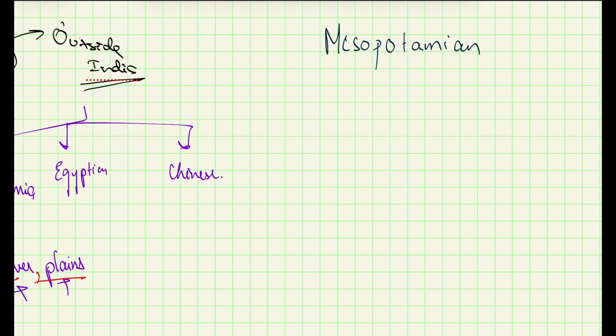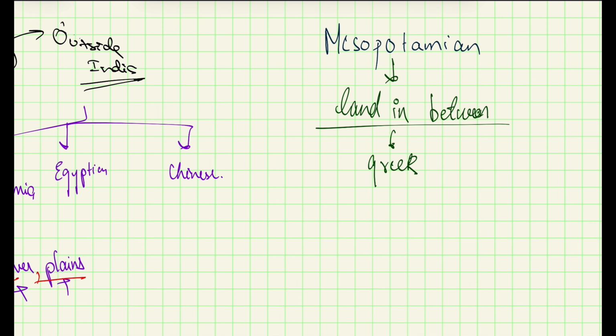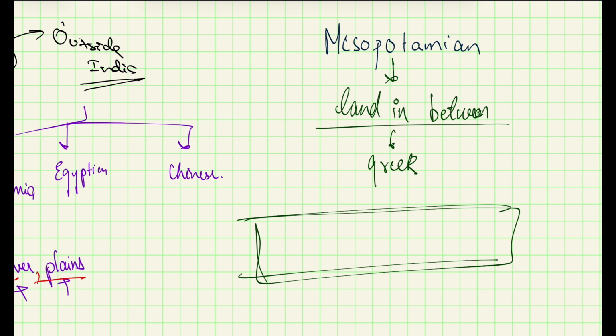Mesopotamian civilization. Whenever you read about this, the meaning of this is the land in between. This has come from a Greek word which means the land in between. So the Greek name for the land which is drained, which is in between the Euphrates and the Tigris rivers, which is in the west of Asia.